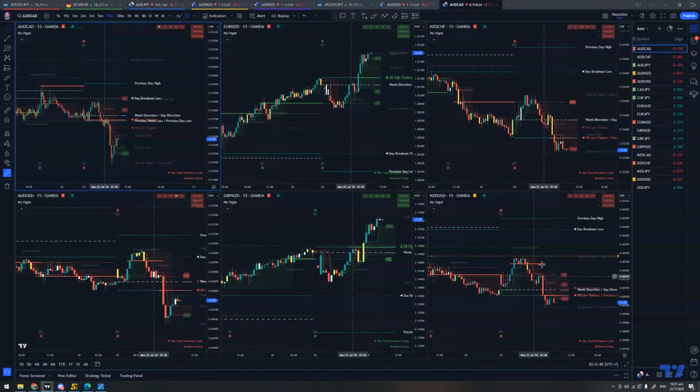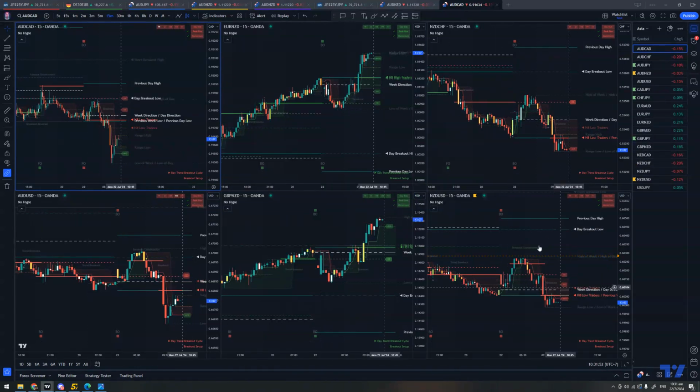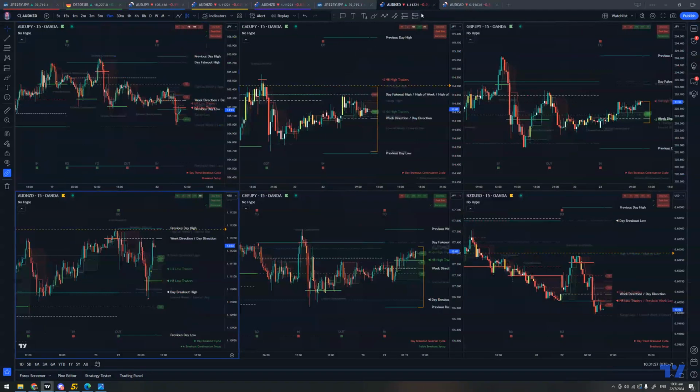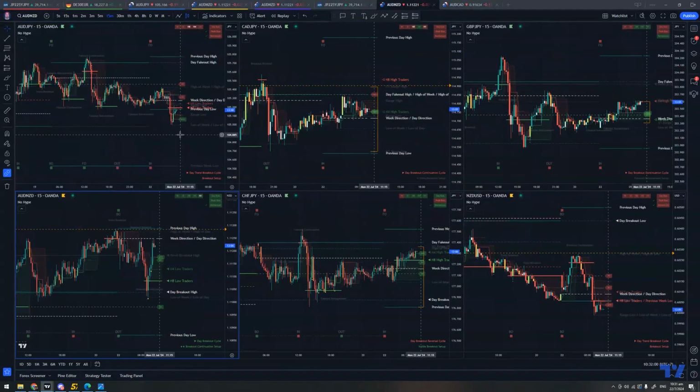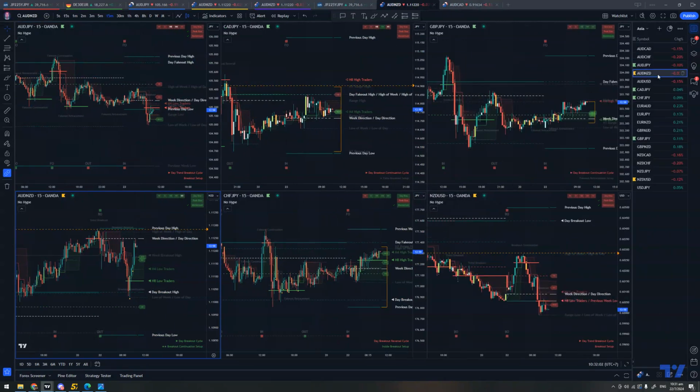But the good thing about this is when they move and I can't get in them anymore, I can actually take them off my watch list. So I no longer am interested in these. These are all out. I don't need to look at them again. And yeah, that's it. So that left me with the JPY pairs and some New Zealand pairs.